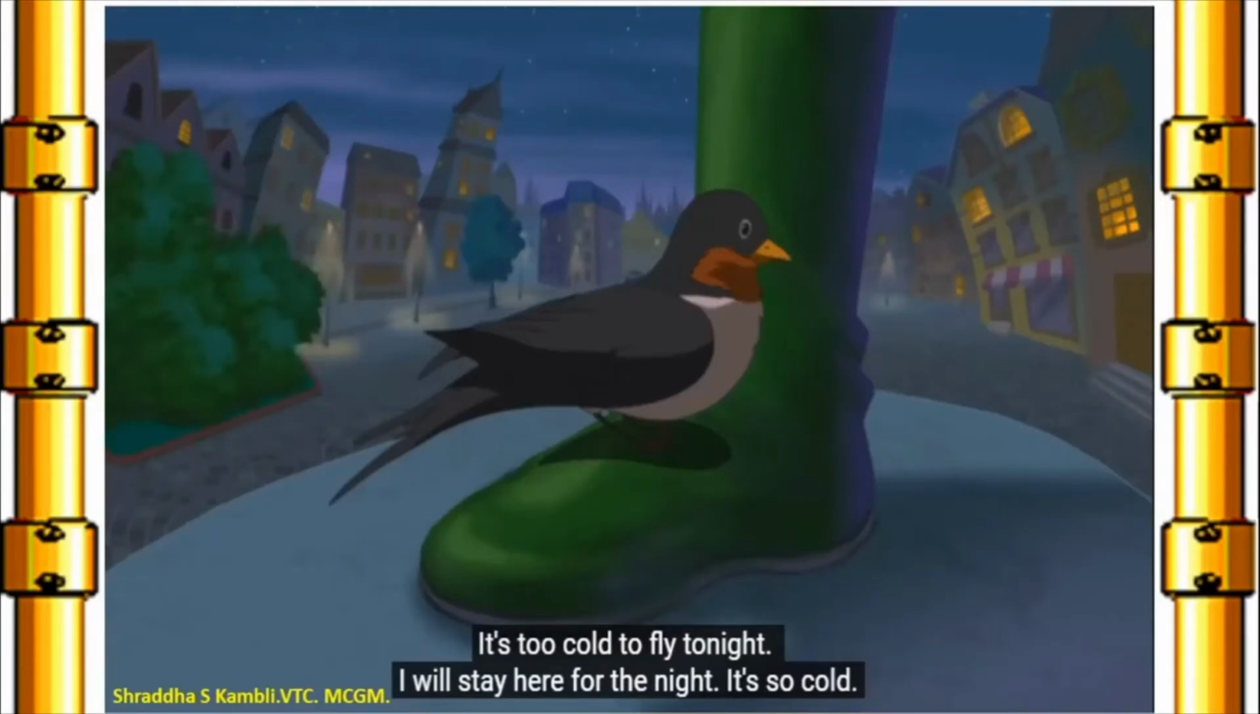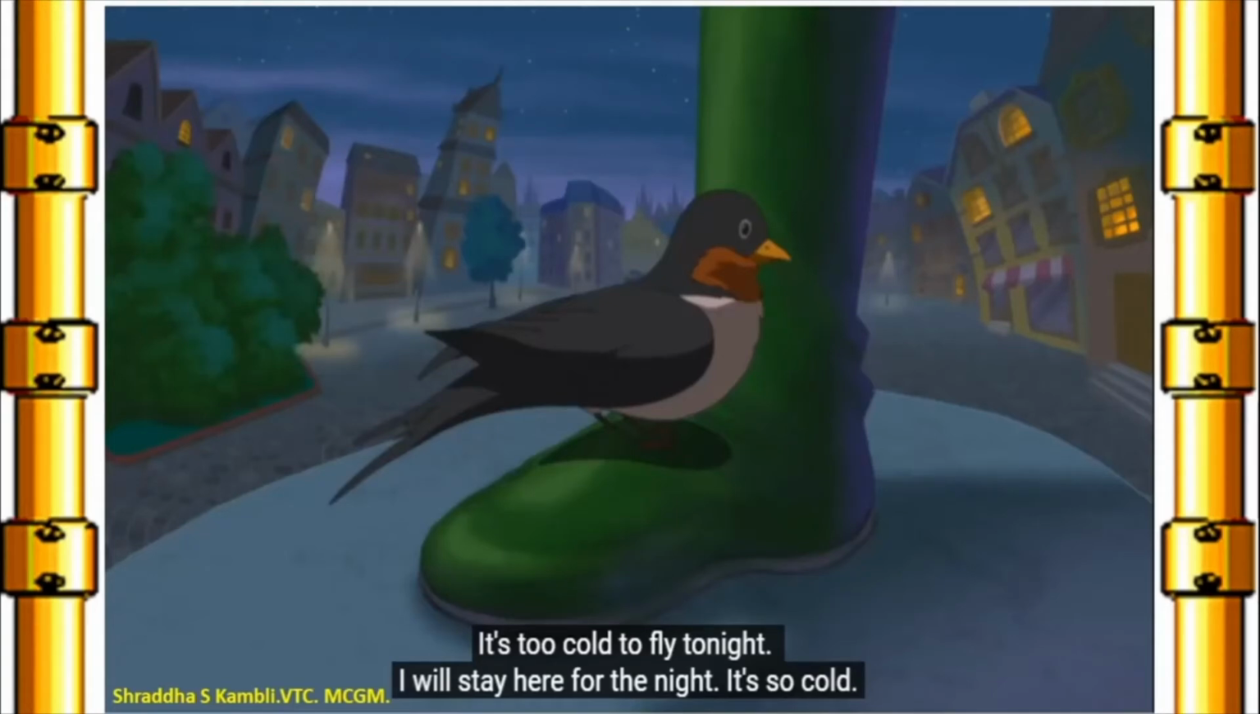And what did he say? He said, "Oh, it's too cold to fly tonight. I will stay here for the night. It's so cold." And it was really very cold. So he hid under the legs of the prince and said, "Tonight I will somehow spend my night here." Suddenly, droplets of water started falling on the swallow.